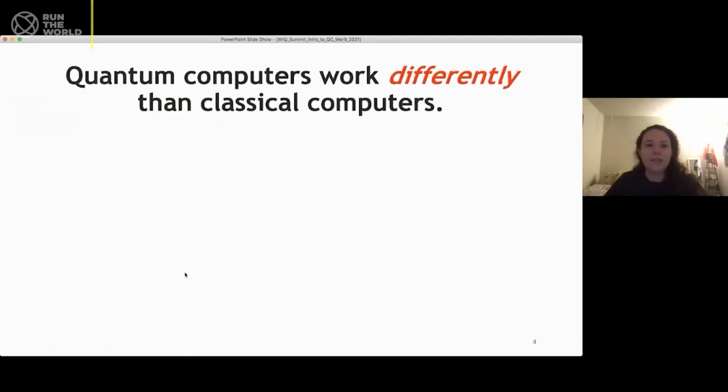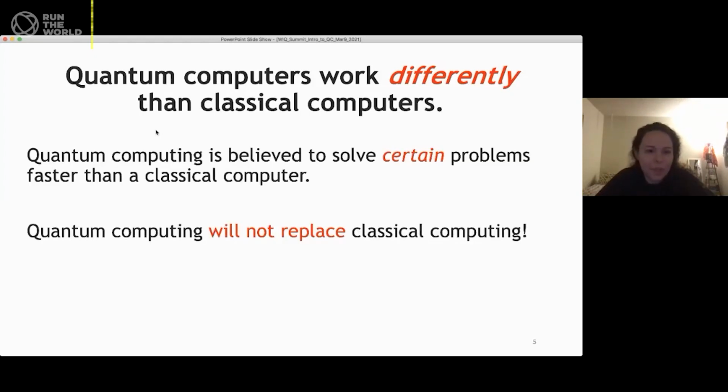So let's start talking about how quantum computers are different from classical computers. I thought most of you would suspect this, otherwise there would not be a lot new to learn. We all know that quantum computers are going to work differently than classical computers, and we just have to get to the bottom of why that is. The first thing I want to mention is that quantum computers are believed to solve certain problems faster than a classical computer. And we'll get into more examples of what this means in a moment.